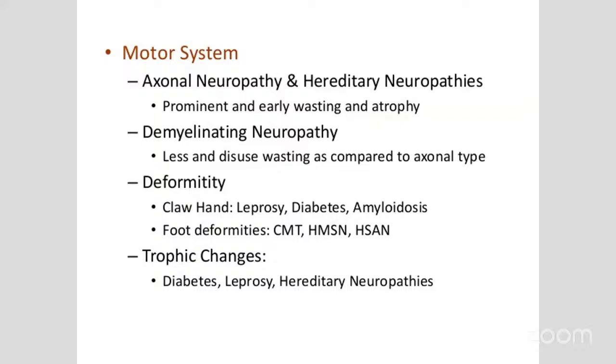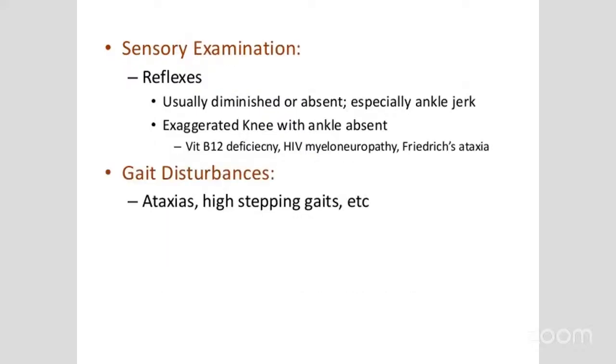Trophic changes can be seen in long-standing diabetic neuropathy, leprosy neuropathy, and hereditary neuropathies.